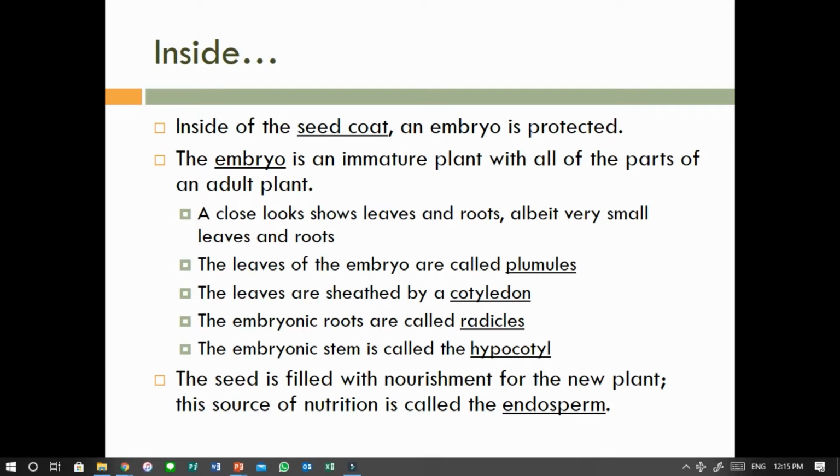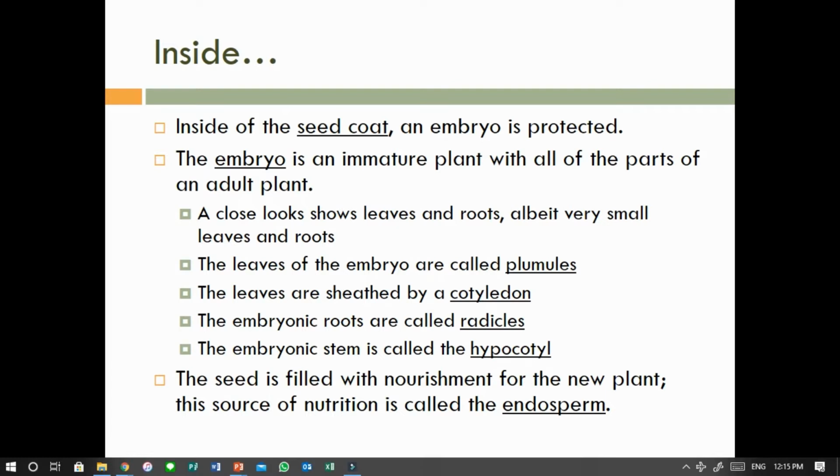You see leaves and roots. They're small leaves and roots. The leaves are the plumule. So think of the plum, like the fruit, they're the leaves. The leaves are sheathed by the cotyledon. Sheathed means like covered. That's what that word means, covered. The embryonic roots are called the radicles. The radicles are the roots. And the stem is called the hypocotyl. So the important thing is the leaf is the plumule. They're covered by cotyledon. The roots are the radicles. And the stem is the hypocotyl.